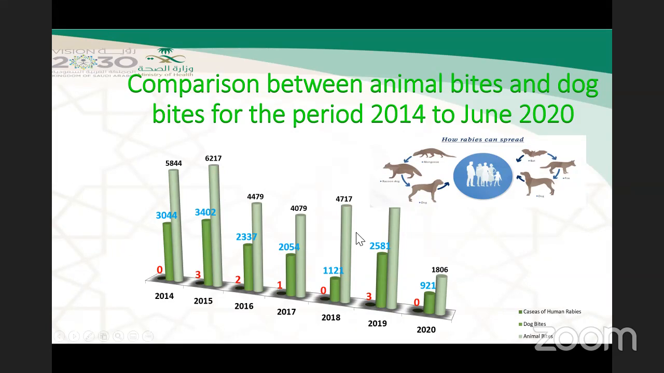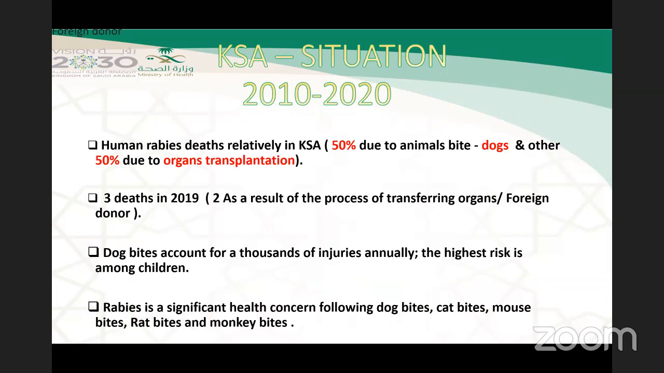We have human rabies from 2010 or 2011 up to now. Human rabies deaths in Saudi Arabia are 50% due to animal bites by dogs and the other 50% due to organ transplantation. We have 9 cases in all from 2011 up to now. Of these 9 cases, 4 are due to organ transplantation: 2 cases in 2015, and unfortunately 2 cases in 2019. The other 5 cases are due to animal or dog bites.